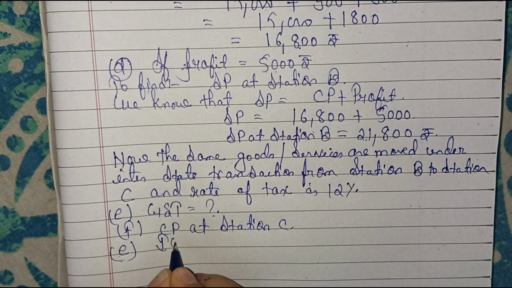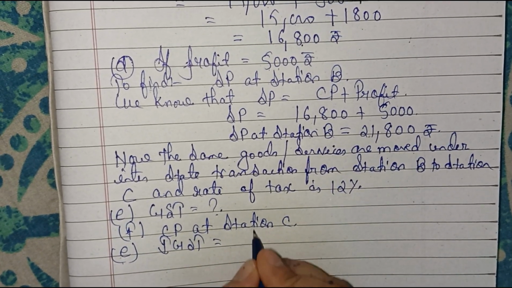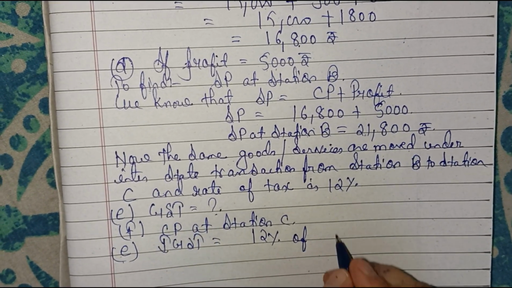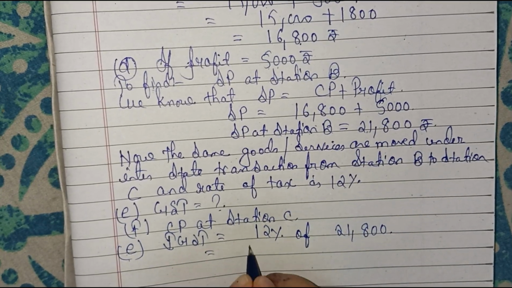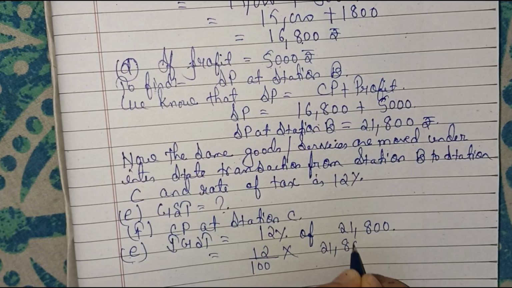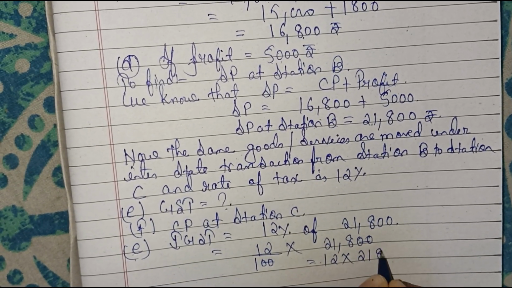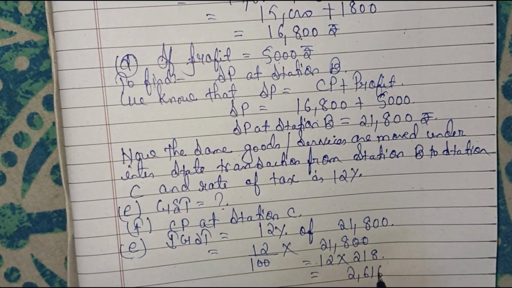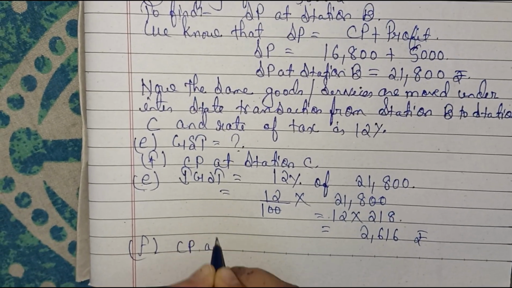only IGST, that is equal to 12% of 21,800 rupees. 12%, that is equal to 12 by 100 into 21,800. 100 cancel out. 12 into 218, that is equal to 2,616 rupees.